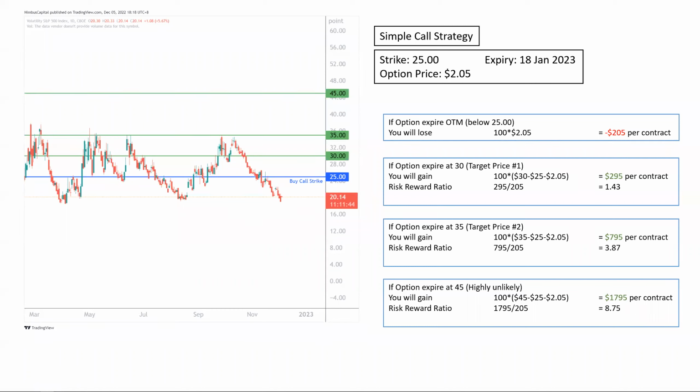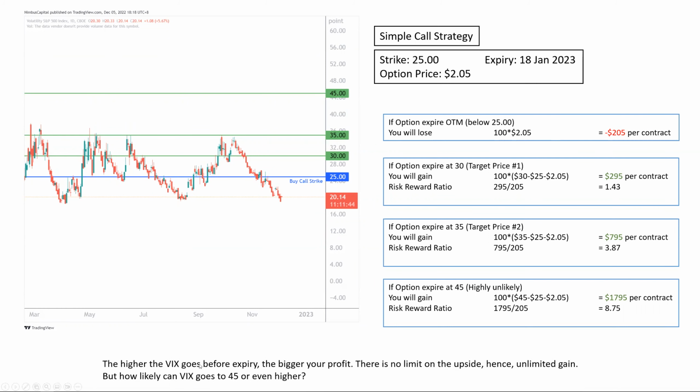Just one simple transaction. We are not using any strategy at all. So the higher the VIX goes before your expiry, the bigger profit you will get. There is no limit on the upside. Hence, a simple call option has unlimited gain. But of course, how likely can VIX go to 45 or maybe even higher? I think VIX hitting 40 is, I would say, quite challenging already. So I don't think VIX can hit 45. So when we say that a simple call option has unlimited upside, I mean, there is a caveat, like how high can the price go? Okay, so that's one thing to take note of.